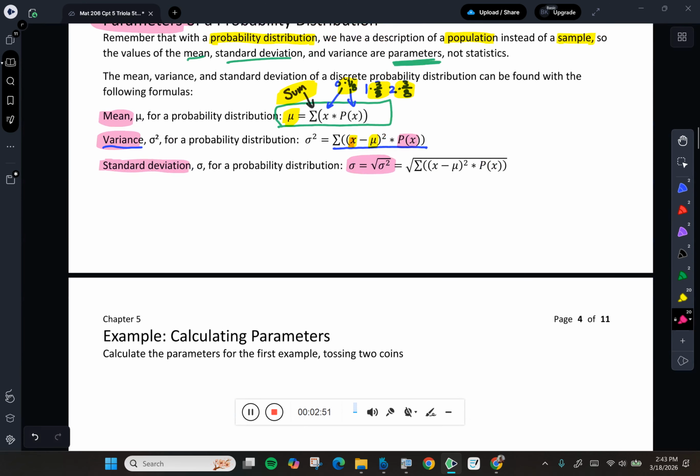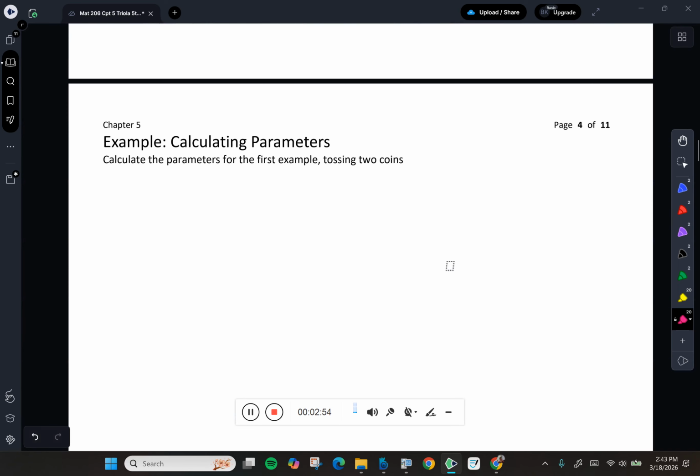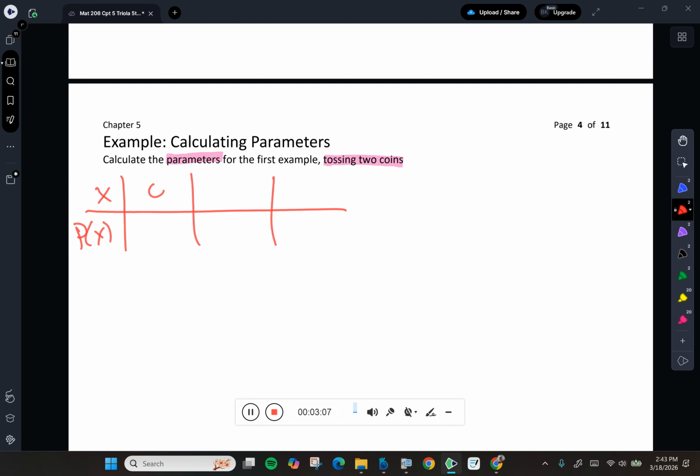Okay? All right, so we're going to take a look at finding the parameters for the first experiment of tossing 2 coins. So just to review, tossing 2 coins, we had an x and we had a p of x. Our x's were 0, 1, and 2. Our probabilities were 1/4, 1/2, 1/4, or if you prefer, 0.25, 0.50, 0.25. All right, so let's get started.